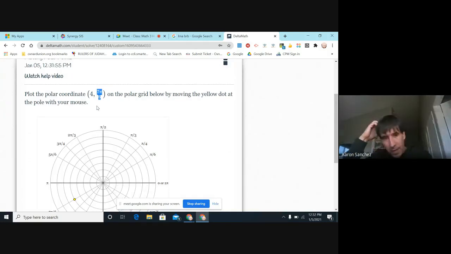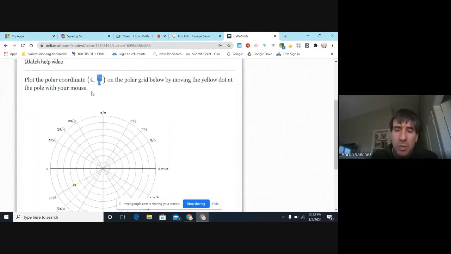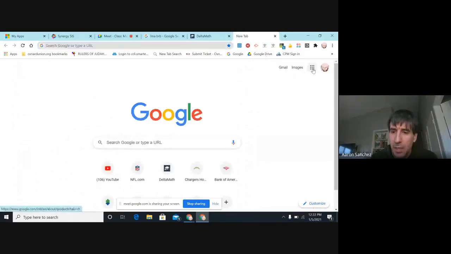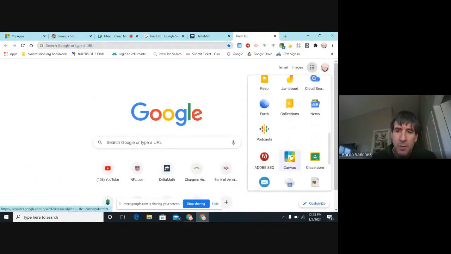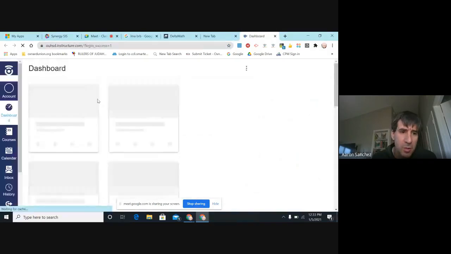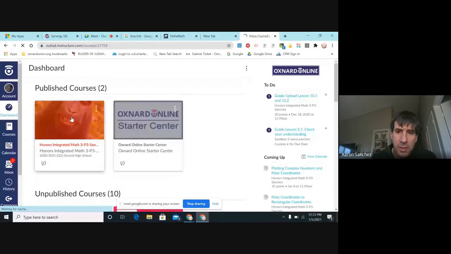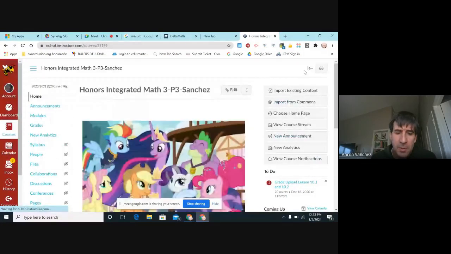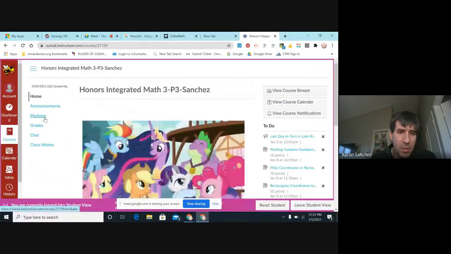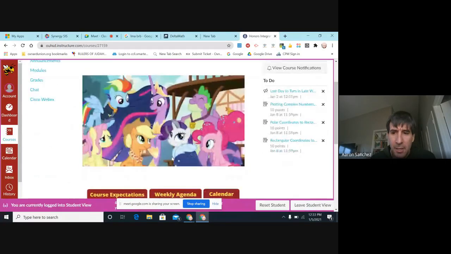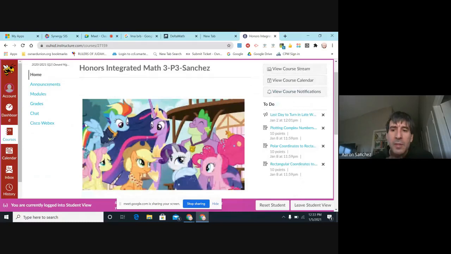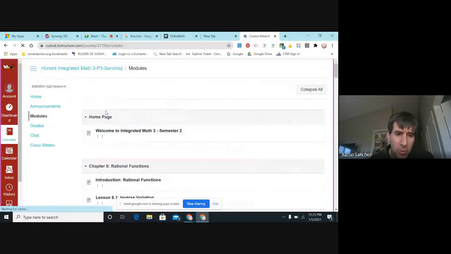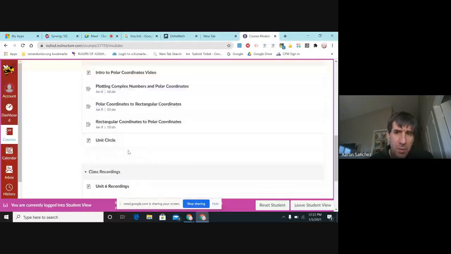So we're going to have to change this into rectangular form. Now, another thing you guys are going to need is your unit circle in order for this to work out. If you look in your Canvas, I put up a unit circle for you guys. Okay, so let's go on the Canvas. I'm going in student mode. Here's your Canvas page. Go in the modules all the way to polar coordinates. Here I put in the unit circle.